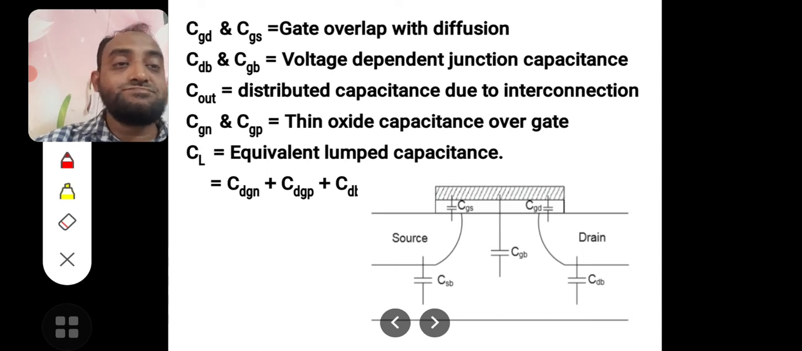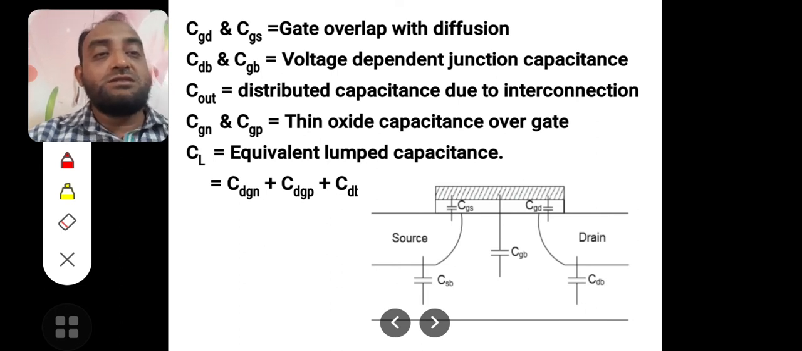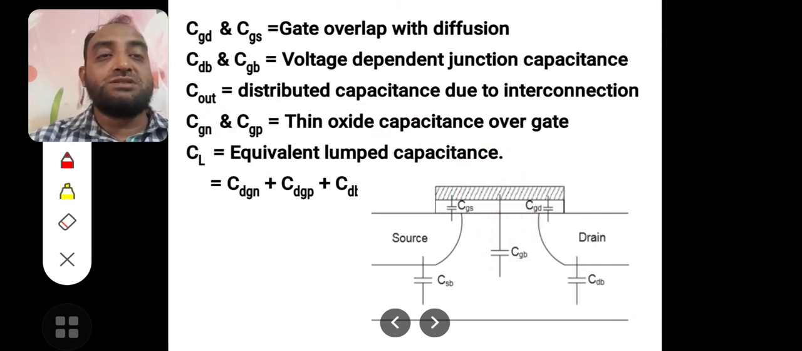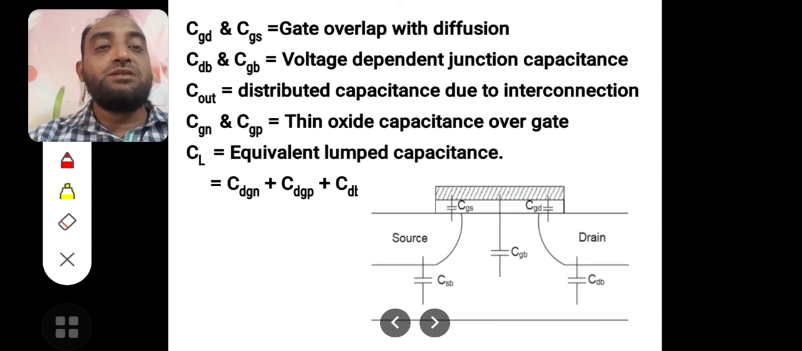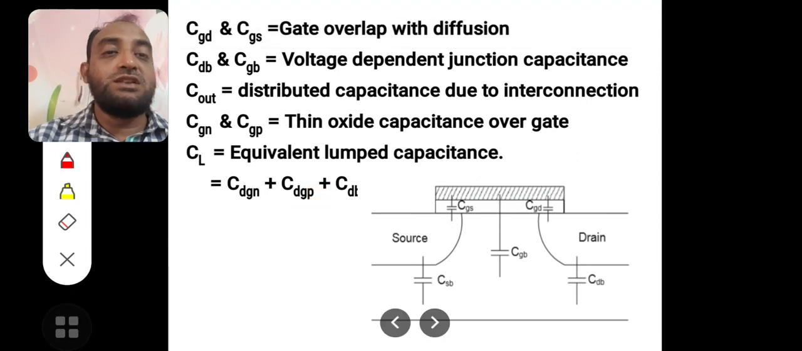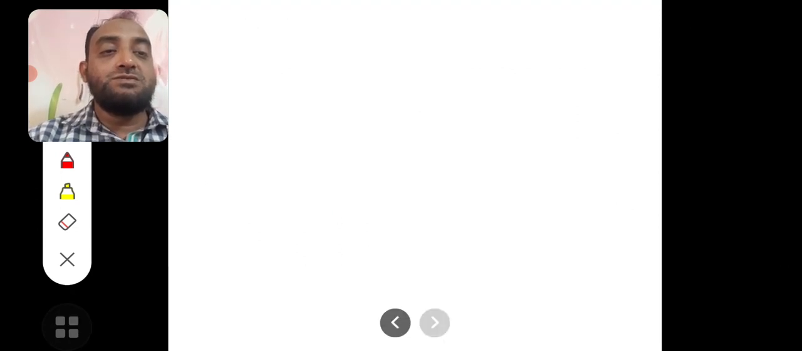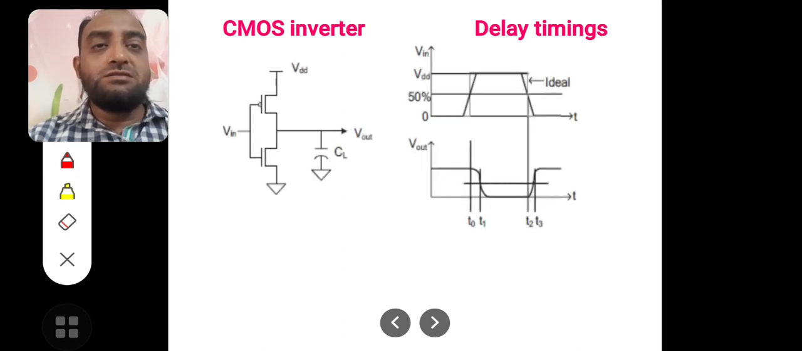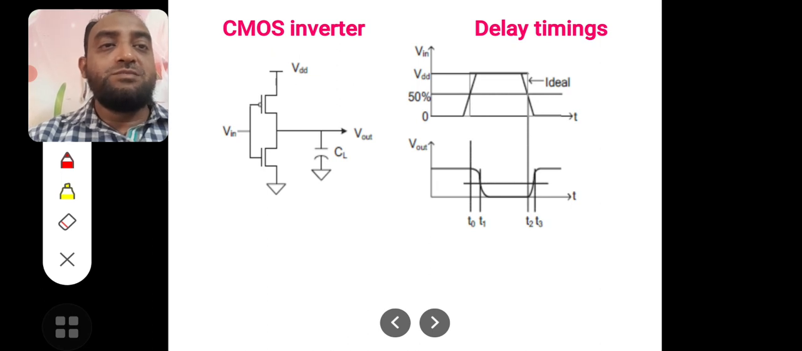CGN and CGP is the thin oxide capacitance over the gate. This is the gate structure, this is thin oxide. Because of this thin oxide, a channel capacitance forms, which is this. CL is the output capacitance, which is the lumped parameter with CDGN and CDGP and CDT. So this is the inverter, and these are the delay parameters.